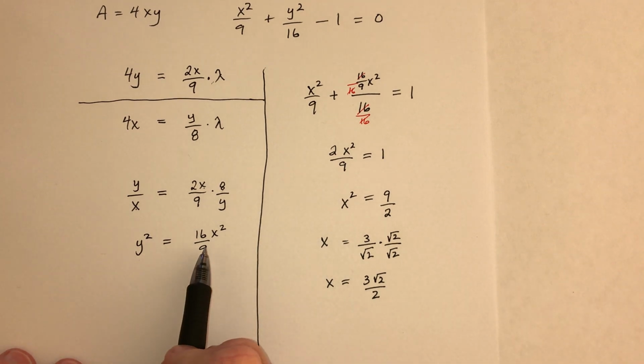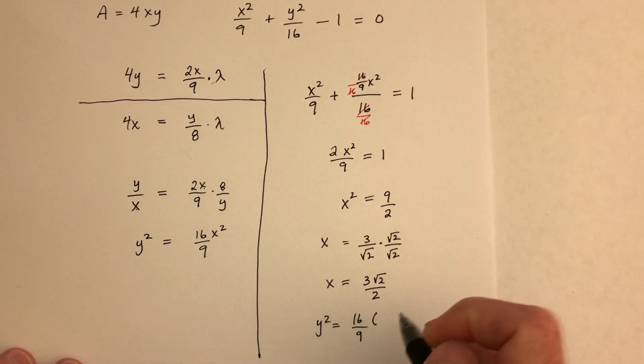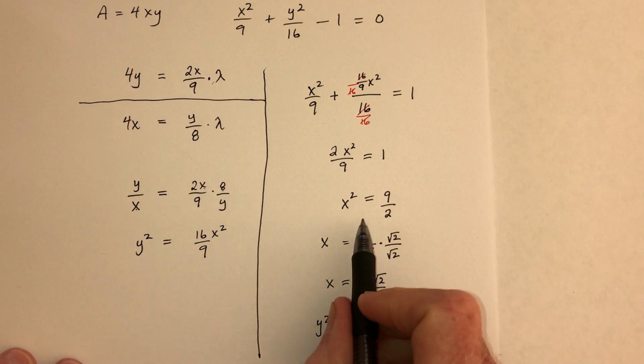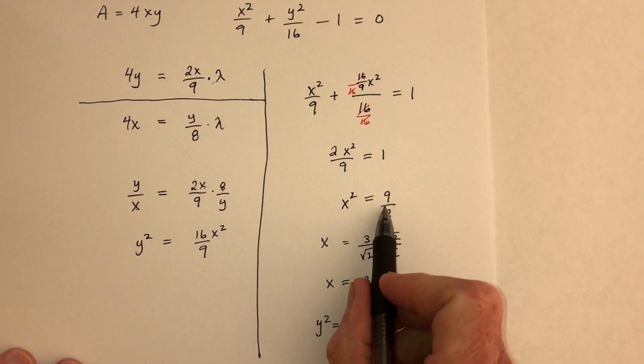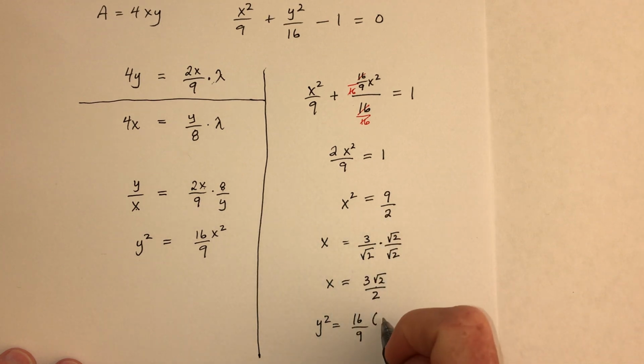And then substitute that over here to find out what y equals. So y squared equals 16 over 9, and then x needs to be squared. Well, actually I've got x squared right there, so I don't need to plug this in and square it. I know x squared equals 9 halves. So 9 halves.